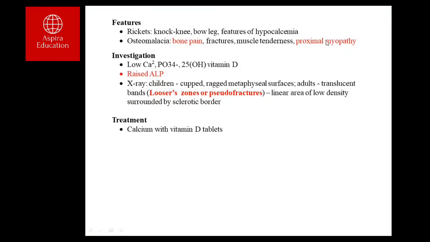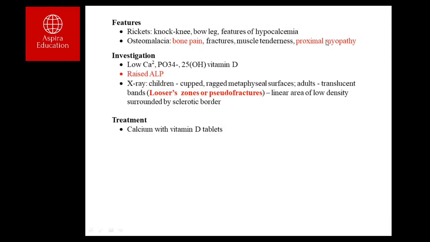Additionally, you'll find a raised alkaline phosphatase. Alkaline phosphatase is derived from three sources: usually from the bile duct, or from the bone, or from the placenta. Here the alkaline phosphatase which is elevated is from the bone. Alkaline phosphatase is usually elevated when there is increased bone turnover. Whenever there's decreased mineralization, the matrix component starts to increase its production. So when there's increased bone turnover, you'll find a lot of alkaline phosphatase.